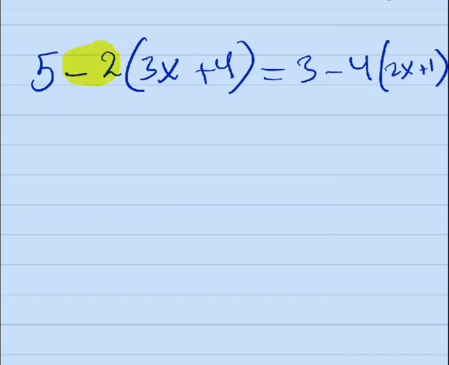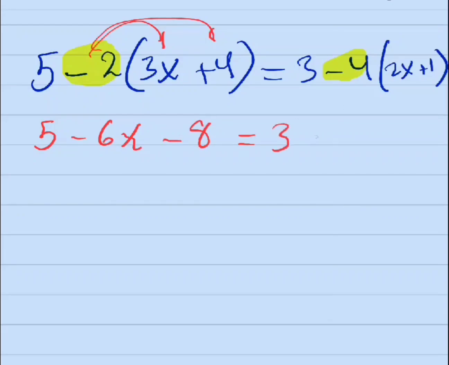So let's start with the distributive property. Let's multiply negative 2 by 3x. That's going to be negative 6x. And then let's multiply negative 2 by 4, which is negative 8. On the right side, let's start with negative 4 times 2x. That's negative 8x. And then negative 4 times 1, which is negative 4.